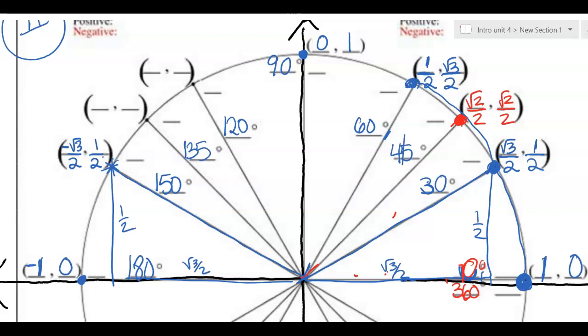So 30 and 150 almost have the same information because they share the fact that they're 30 degrees away from the x-axis. But being in the second quadrant gives it a negative x coordinate. Is that okay with everybody? So your goal now is to use the information we have here about 30s, 45s, and 60s to fill in the rest of the degree measurements and try to fill in all of the coordinates that are on there.